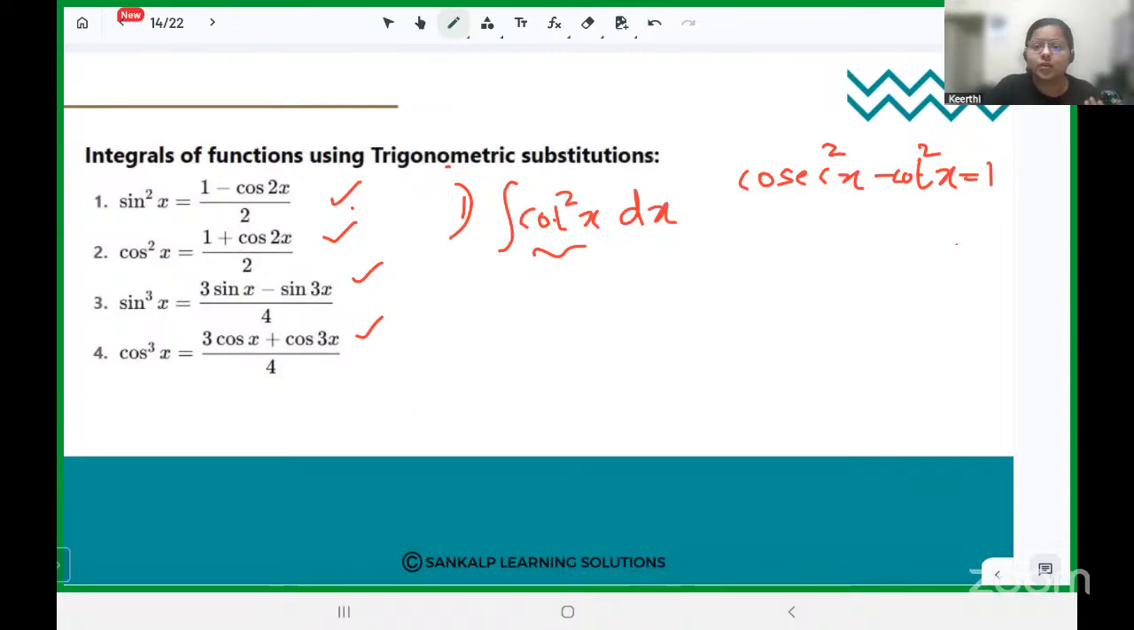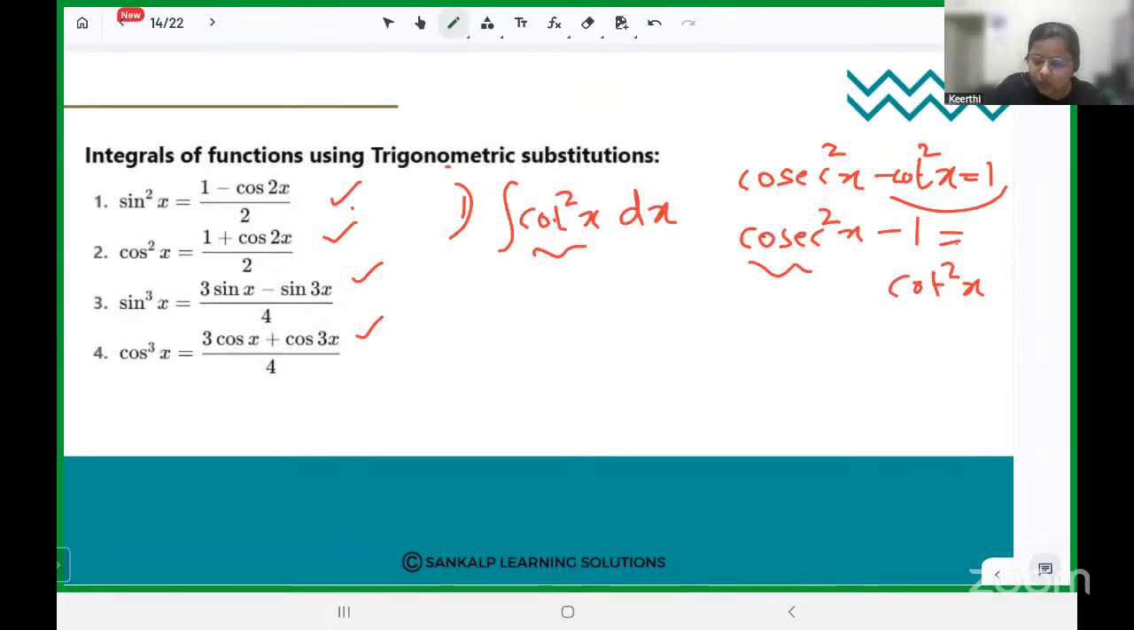So from that, can you derive what is cot square x? You can place this cosec square x here itself. You take this 1 to this side, so cosec square x minus 1, and you take this minus cot square x to the other side. So cosec square x minus 1 is equal to cot square x. So we have an identity connecting cot square x.